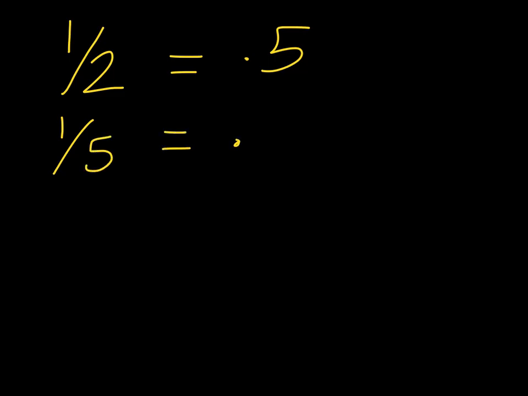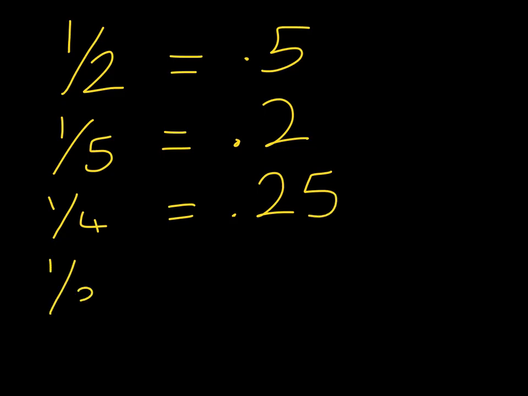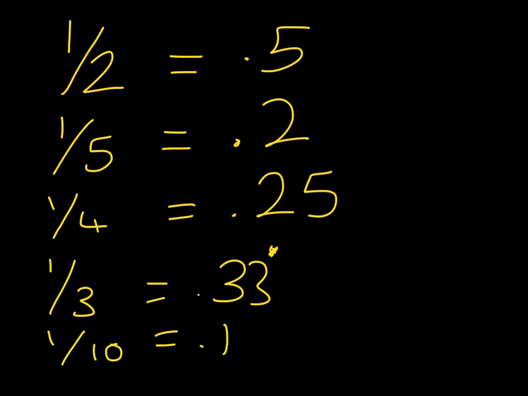For example, you should know that a half is the same as 0.5 as a decimal, and that a fifth is the same as 0.2, and a quarter is the same as 0.25, a third is the same as 0.33 recurring, which means it just goes on forever and ever, and that a tenth is the same as 0.1. If you learn these off by heart, it will really help.